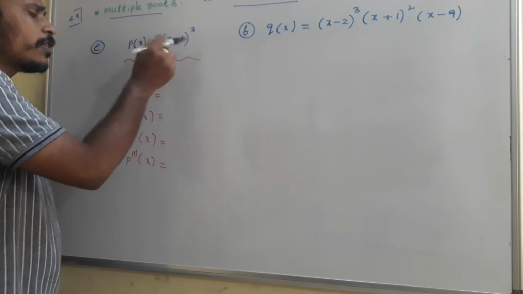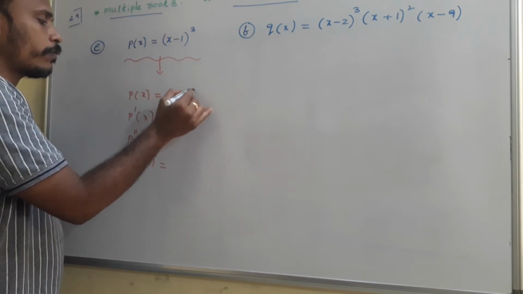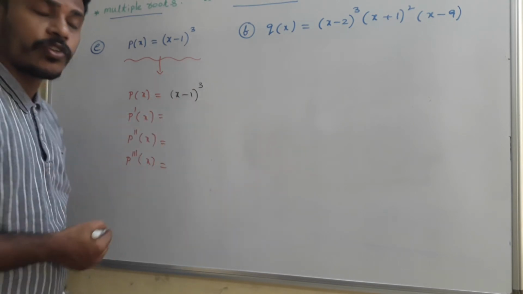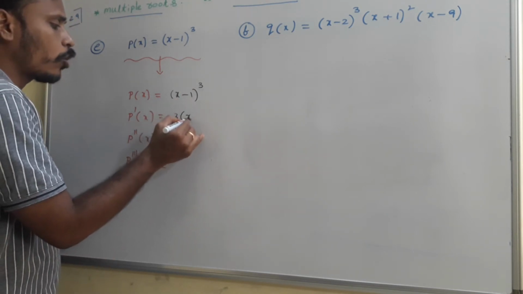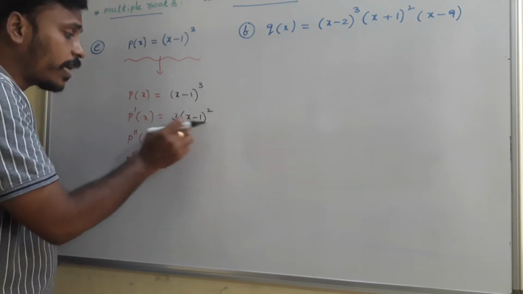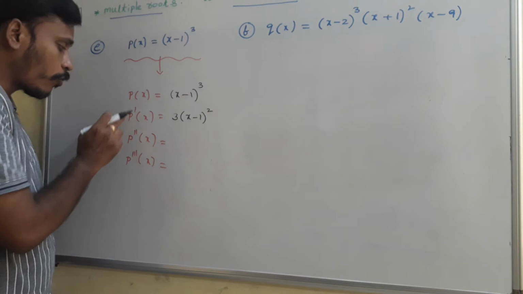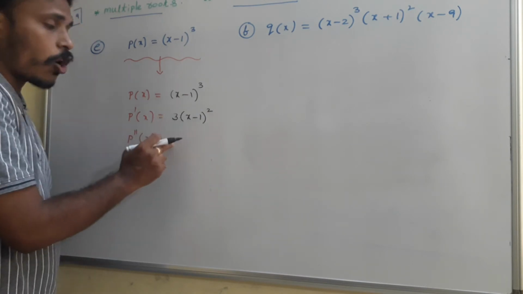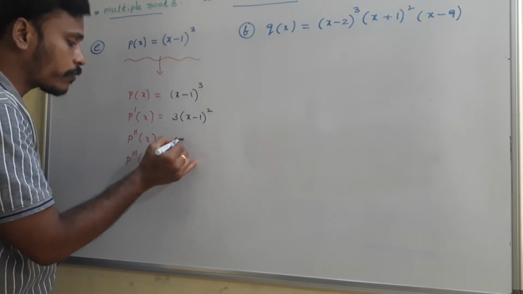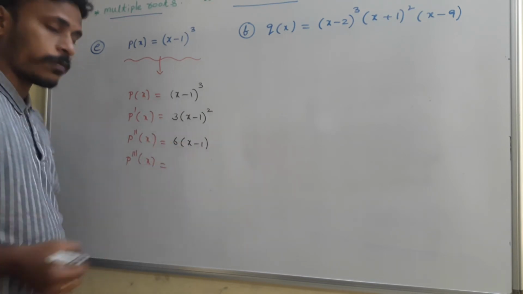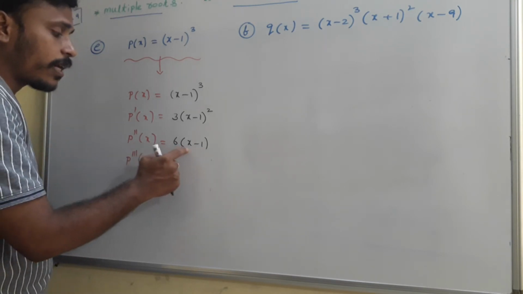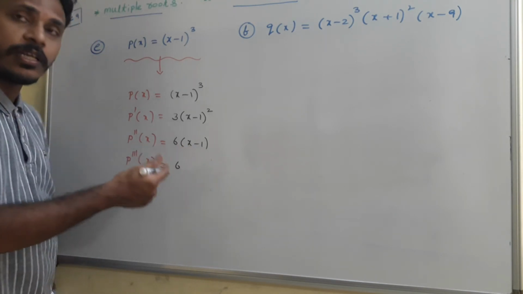Okay. See, p of x is x minus 1 whole cube, and p dash of x, in the sense of its derivative. We know that for x cube it is 3x square. So for x minus 1 whole cube it is 3 times x minus 1 whole square. To find the next derivative, 3 is a constant, and for x minus 1 whole square its derivative is 2 times x minus 1. So you write it as 6 times x minus 1. What to say about p triple dash of x? It is very clear that 6 into x minus 1 gives simply 6 into 1.